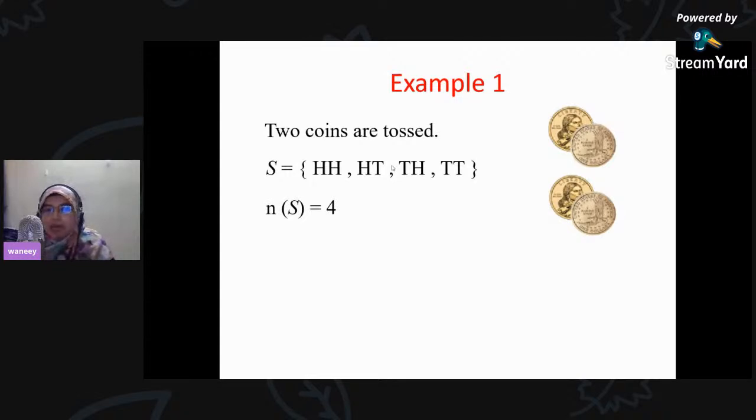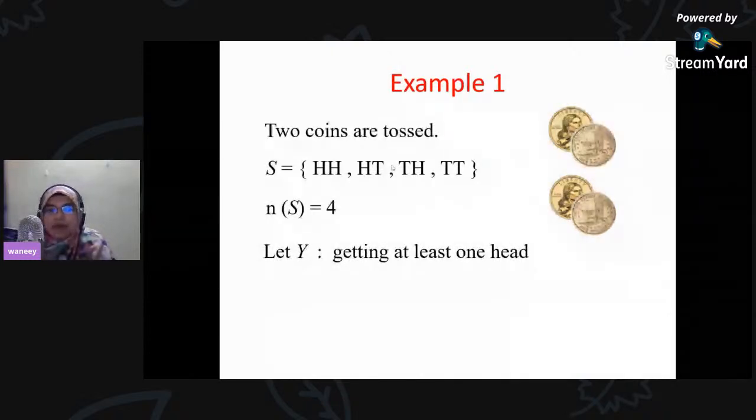The number of all possible outcomes in our sample space is equal to 4, because we have either HH, HT, TH, and TT. So altogether we have 4 possible outcomes.